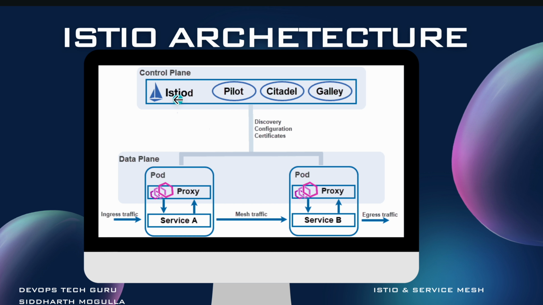The first component is istioctl. So this is like kubectl. This command is like kubectl, and it has pilot, citadel, and galley. We'll be talking about each and every component in this video in great detail. So let's get on to the hands-on part.